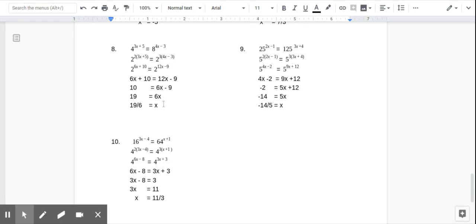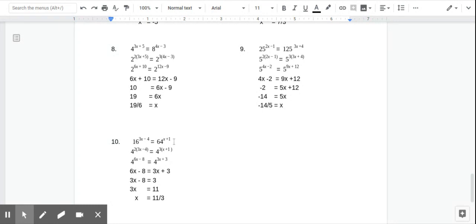Some of these won't turn out very pretty, but they still work. Here we have 25 to the 2x minus 1 and 125 to the 3x plus 4. Again, we rewrite in the base of 5. So 25 is 5 squared, 125 is 5 cubed. Use our power to power rule to multiply, then set those exponents equal to each other, and we get x equals -14/5.